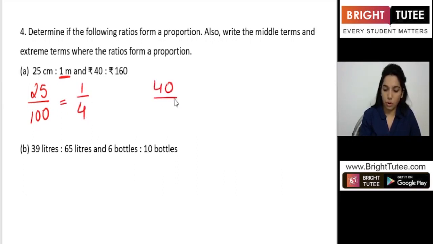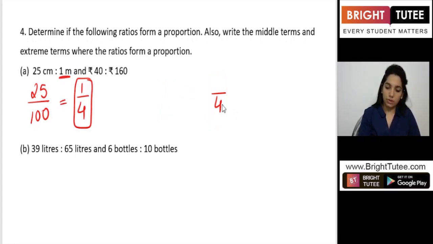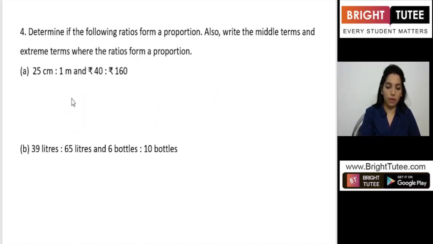Now here it is 40 over 160. Both these numbers are divisible by 40 itself. So it will be 1 over 4. So clearly we can see that both the fractions are the same. Thus they are in proportion. It is also asking us to write the middle terms and the extreme terms where the ratios are in proportion. So what are the extreme terms? Let us write it here. I'll just erase this part. Here we have the answer that these two ratios are in proportion. Okay, we have just satisfied this. So I'm just writing middle terms.